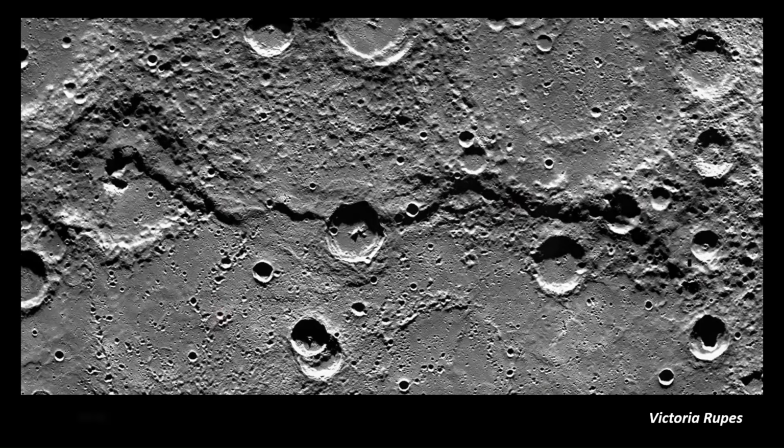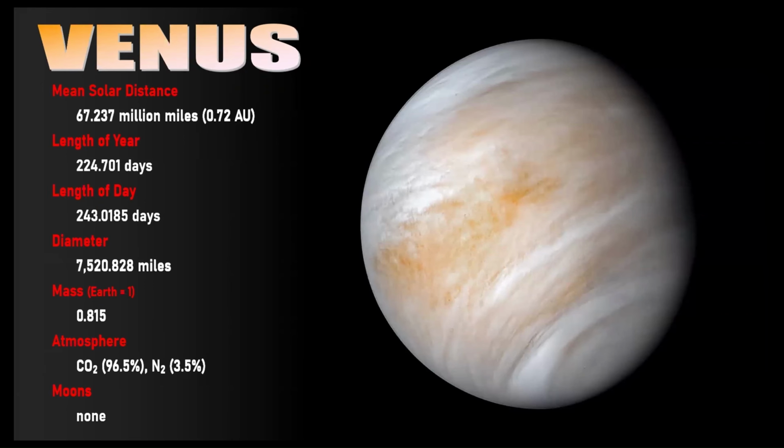Now we'll move on to the next planet from the sun, Venus, often referred to as Earth's sister, which, if it's true, it's more like the ugly sister, because it's a pretty nasty place, as we'll see.